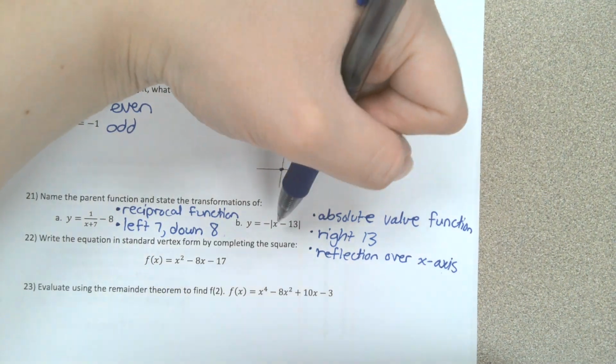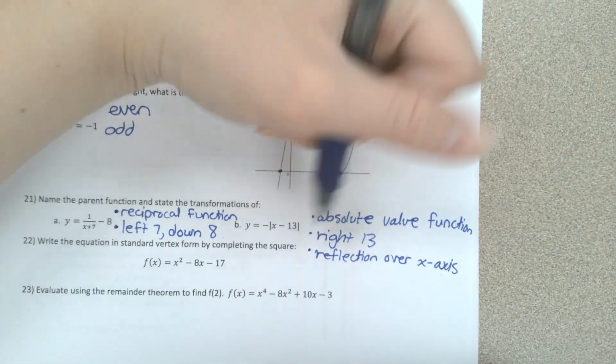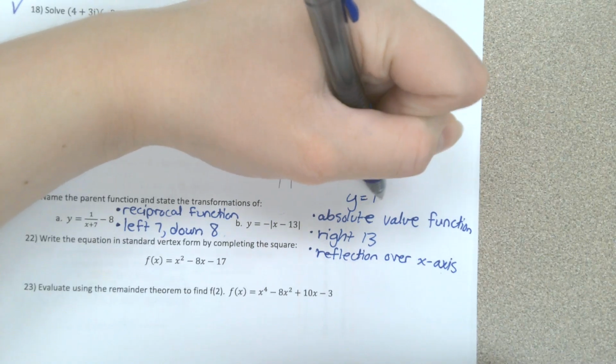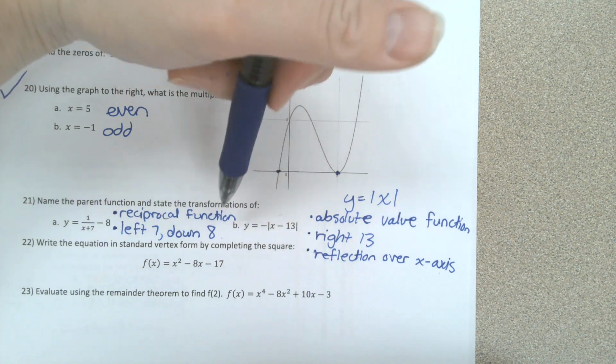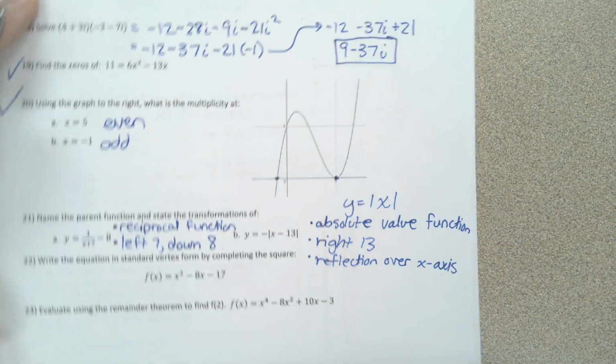Reminder, you can always graph the parent function against the one here. So that would be y equals the absolute value of x. If you're not sure how it changed, you could always do that. Graph the original with the new and track and see what happened to it, how did it move.